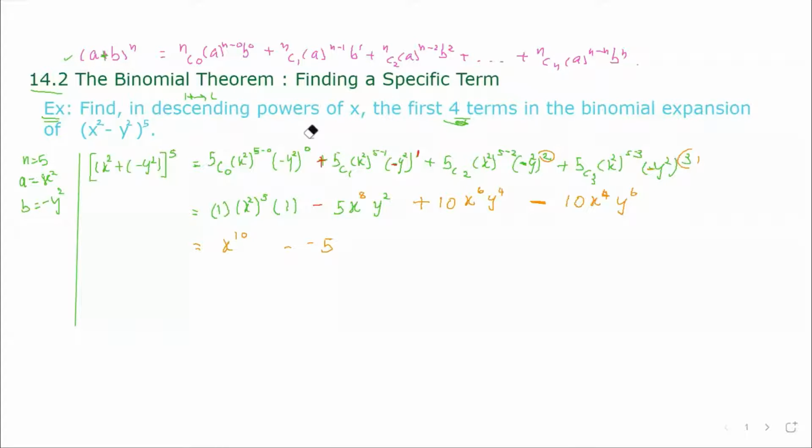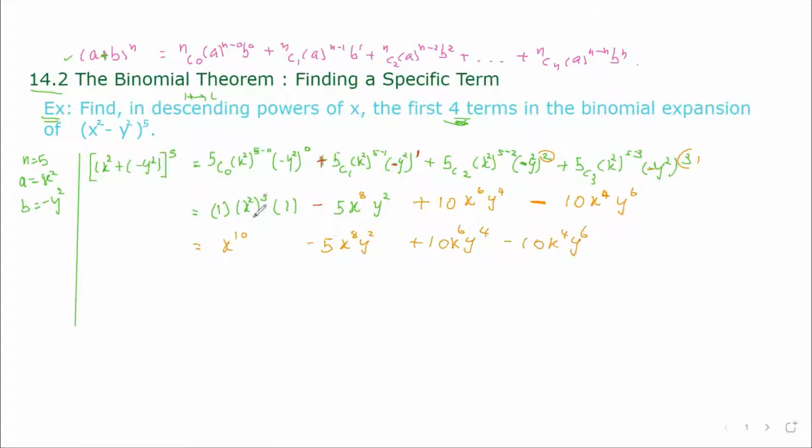What the sign going to be? So this one minus, right? Because power odd minus, and then yes. So we have 5x power 8 and y power 2, and then this one plus 10x power 6 y power 4, and then this one minus 10x power 4 y power 6. So that's all for the first 4 terms of this expression, x power 2 minus y power 2 and whole thing power 5.